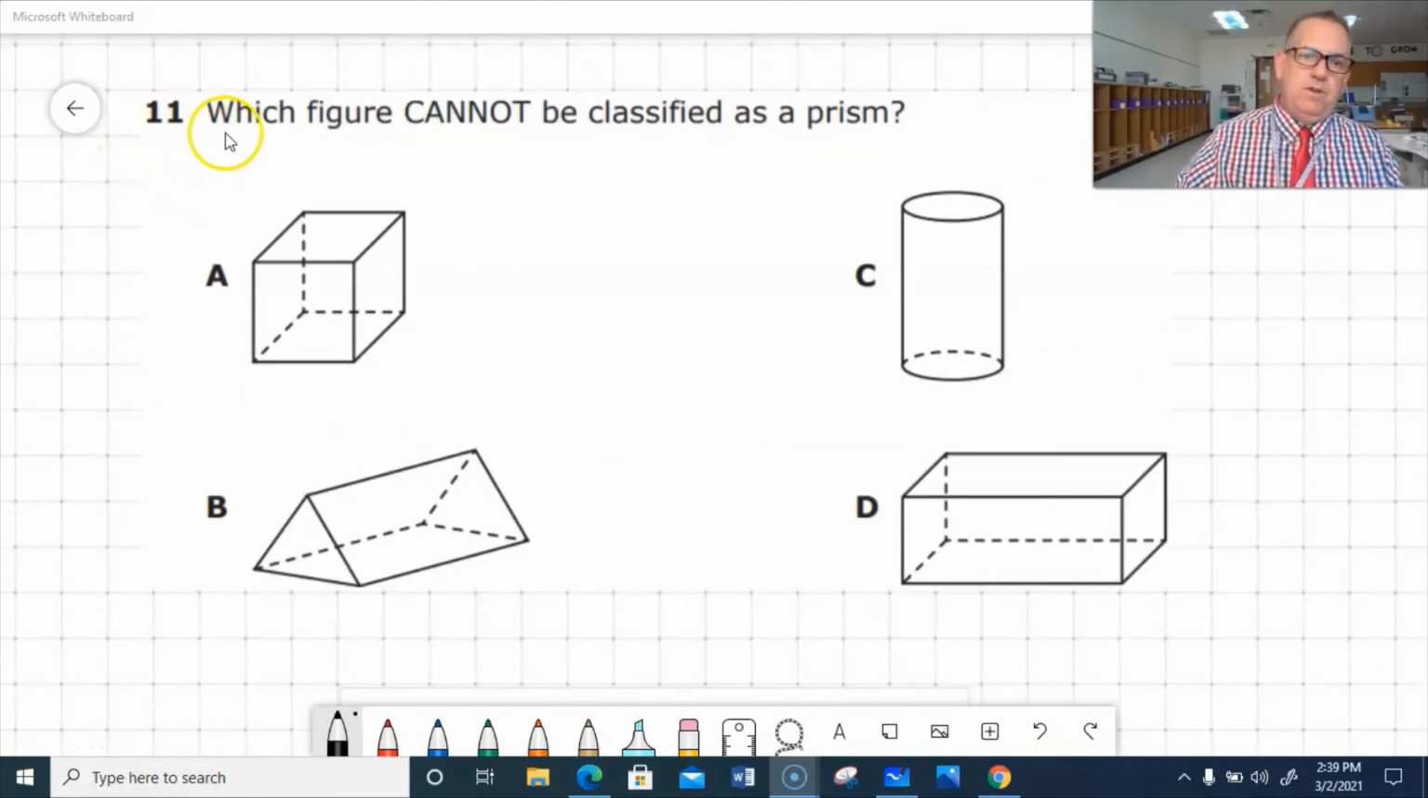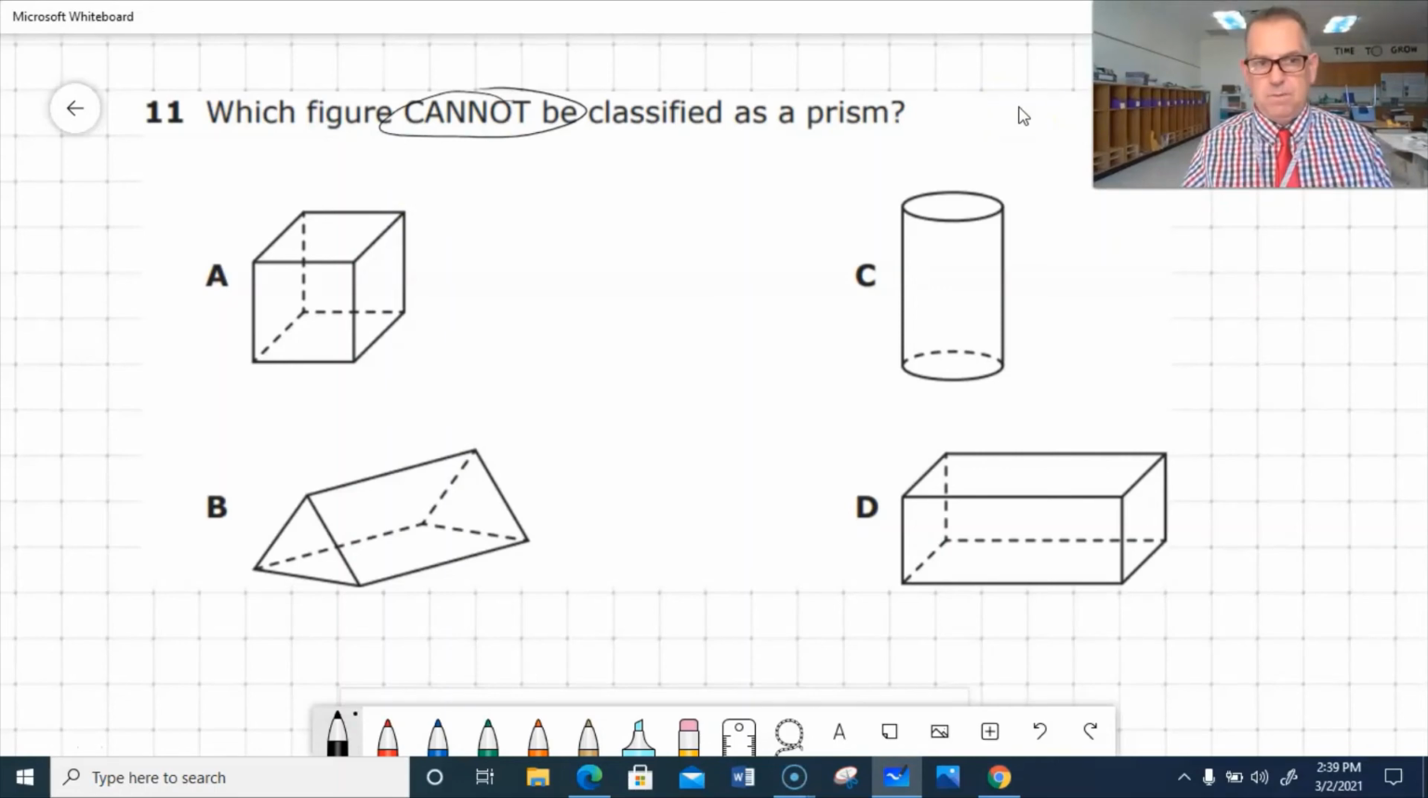Okay, question number 11. It says, which figure cannot be classified as a prism? So we're looking at the one that is not a prism. Cannot be classified as a prism. And we have 4 3D shapes here. 2 of them I do recognize as prisms automatically. This is a triangular prism. So this is a prism. I'll put a T right there. That's a triangular prism. And this D is a rectangular prism. So that can be classified as a prism.